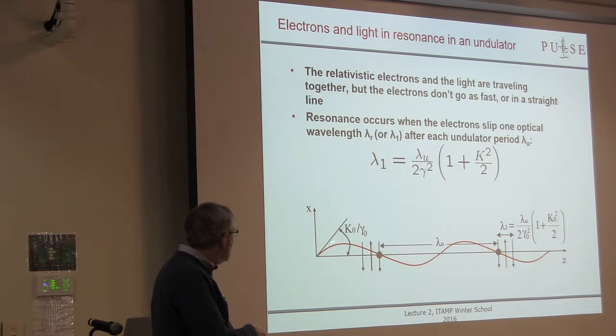Okay, so here's the wiggle, here's K over gamma. You can see what it is. And here are these guys going one period, they fall back one cycle. This is the electric field down, up, down, one cycle. That's the resonance condition.